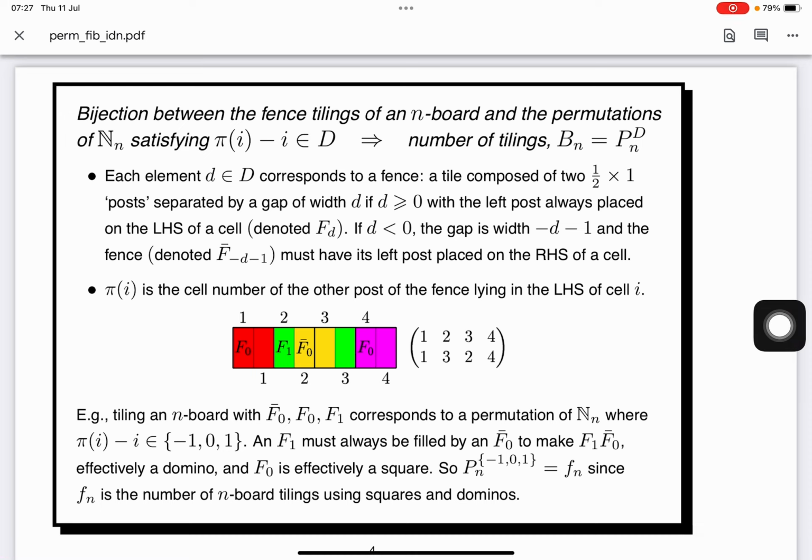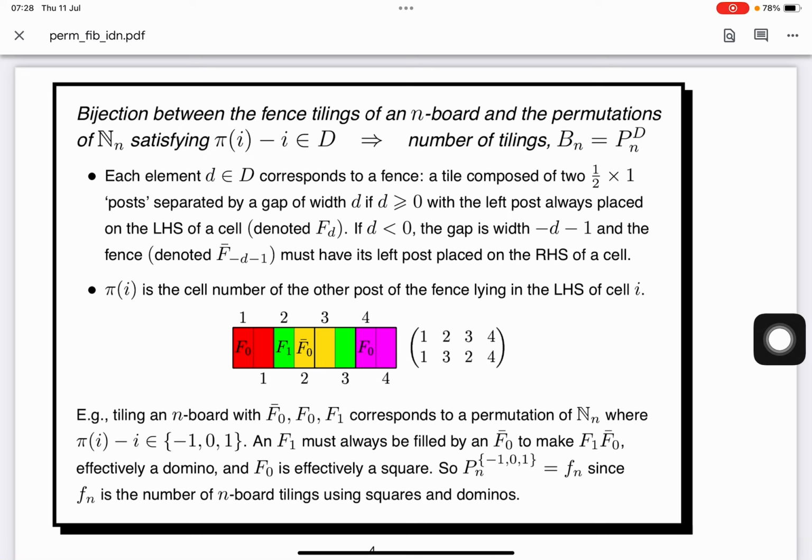Otherwise, if d is less than 0, then this corresponds to a fence with a gap of minus d minus 1, which we denote with a bar over the F. And that has to have its left post placed on the right-hand side of the cell. So an example is the yellow thing here. That's actually a fence with a 0 width gap, which must be placed with the left-hand side of the fence, the left post, in the right-hand side of a cell.